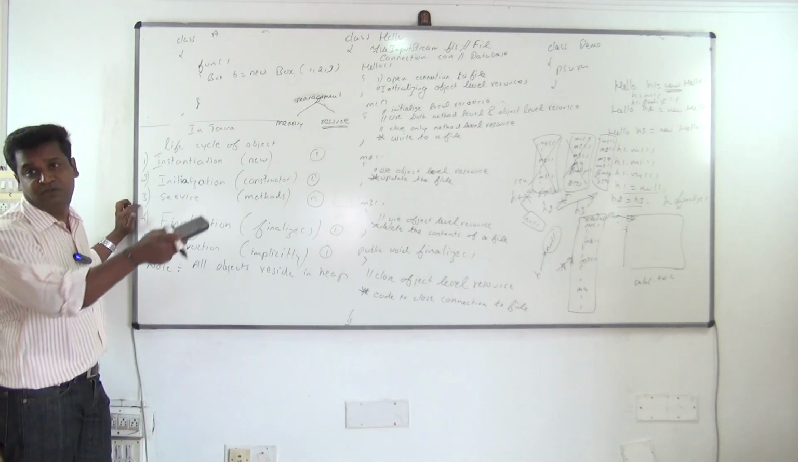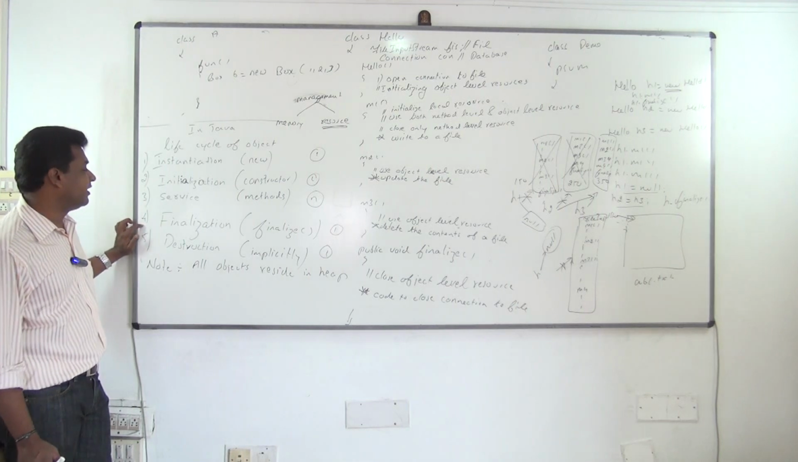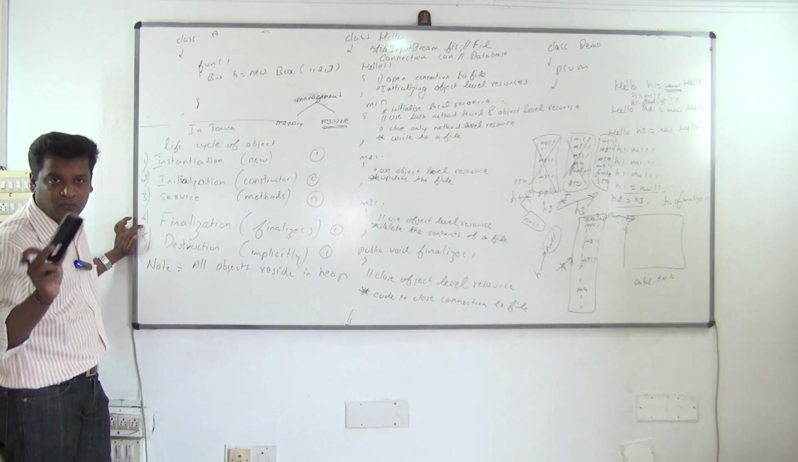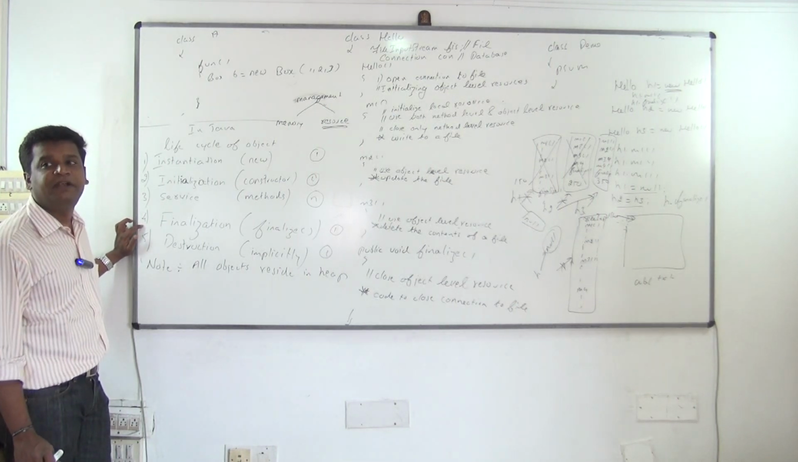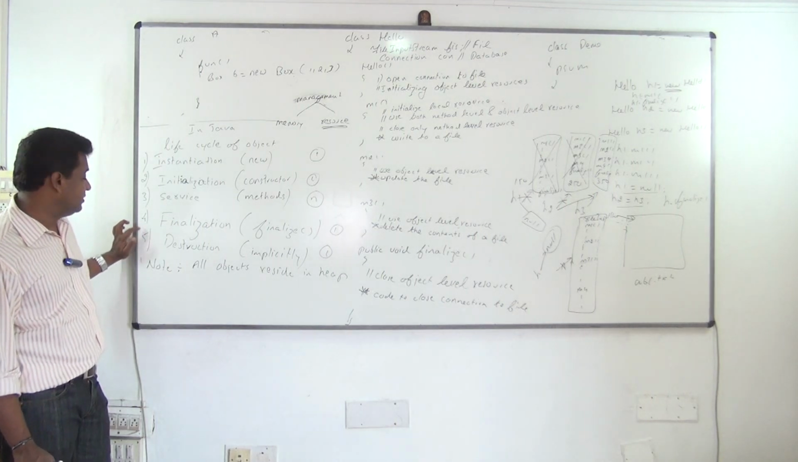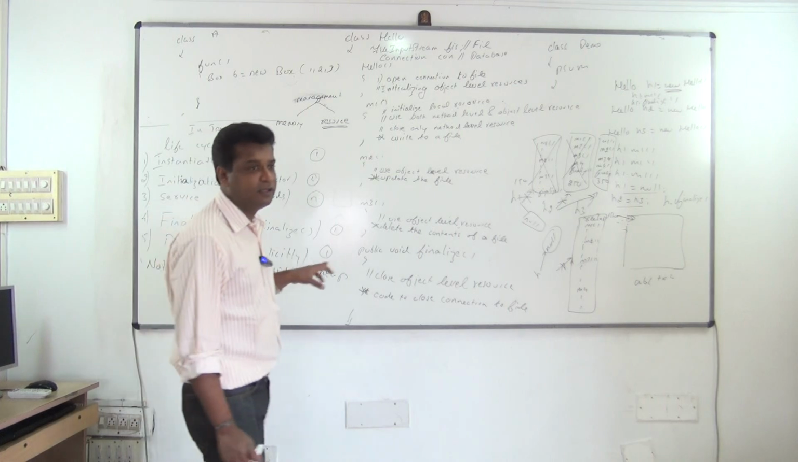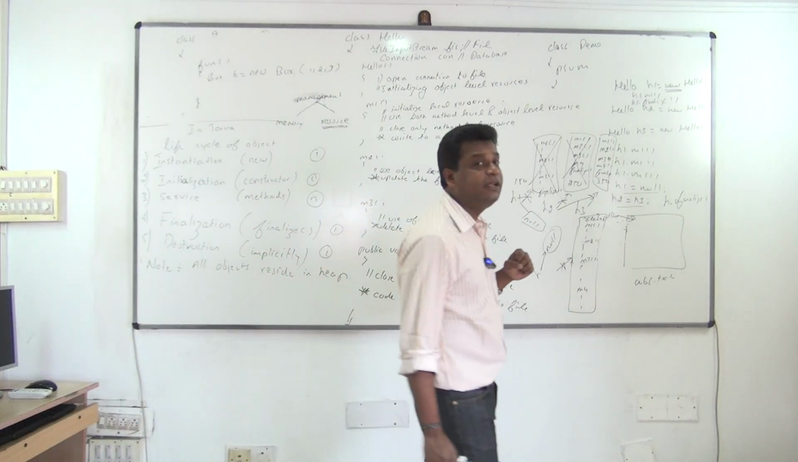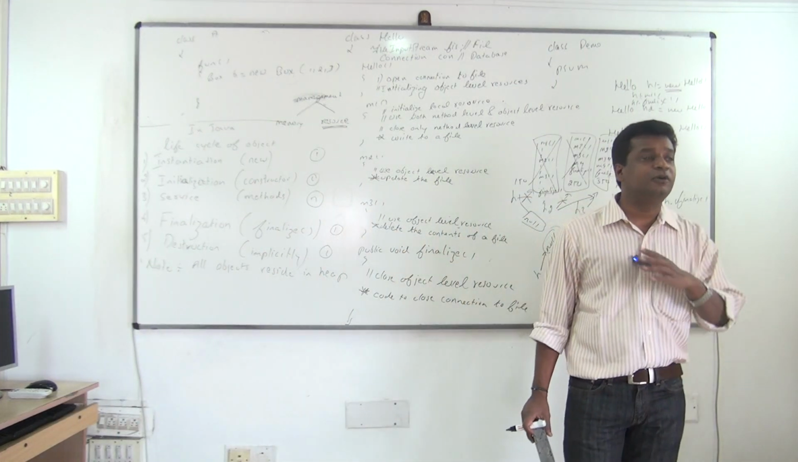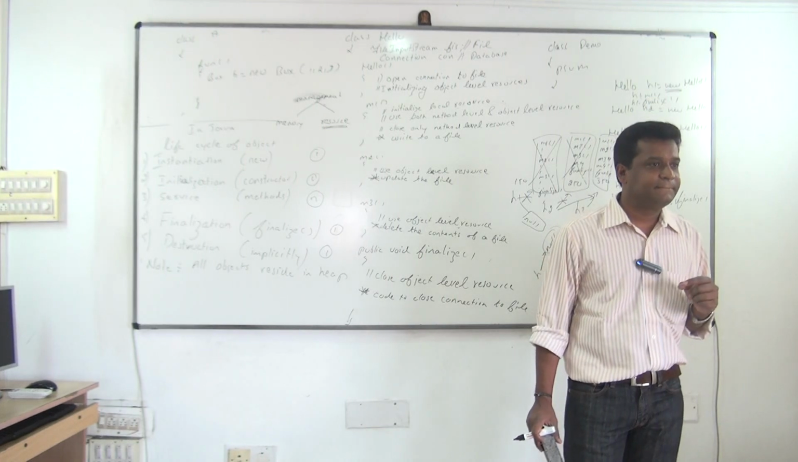Service happens n number of times. You can call the method n number of times. Finalization happens how many times? Only once. When does it happen? Only on destruction, implicitly. The developer is not going to destroy anything. Okay, so the developer has the ability only to create objects here, but not to destroy objects here.